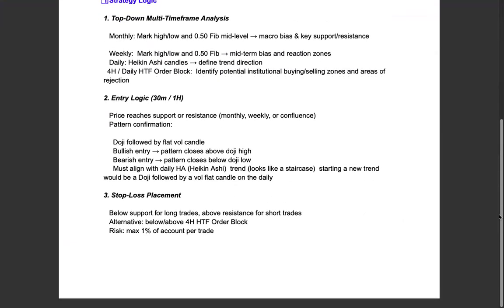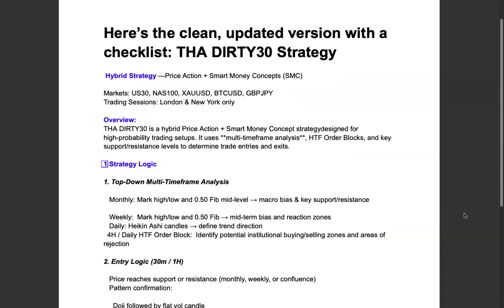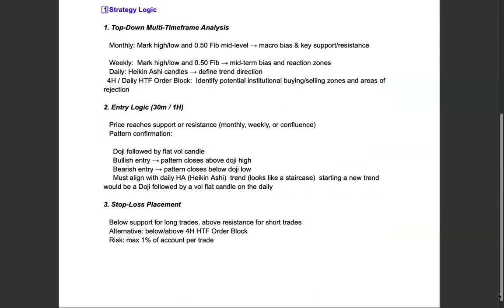So it goes from the top down on how your chart should be marked down, where you should be looking at for your entries. On the 30-minute or 1 hour, you want to see the flat candle, the doji candle followed by a flat volume candle. Then that will determine your entry. So you want to see the pattern with the doji and the flat, okay, and you want to see that on the 30-minute or the 1 hour.